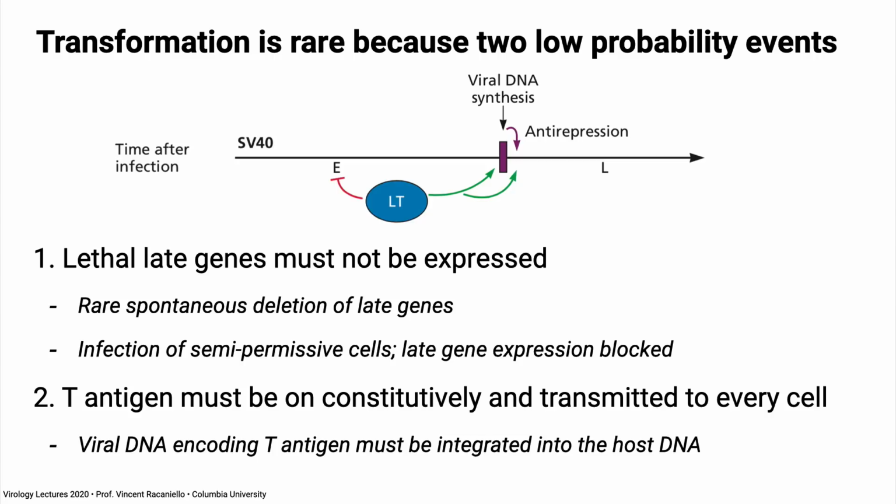So the DNA encoding T antigen has to be integrated into host DNA. So you have to suppress late genes and you have to integrate the DNA. Those are both very low probability events. That's why a transformed focus is very rare when you infect cells with these viruses. And using the wrong host makes the infection semi-permissive. That's why they transform just in the wrong host. In the normal host of SV40, polyoma, and adenovirus, for example, they just undergo lytic replication. They kill the cell. There's no transformation potential.